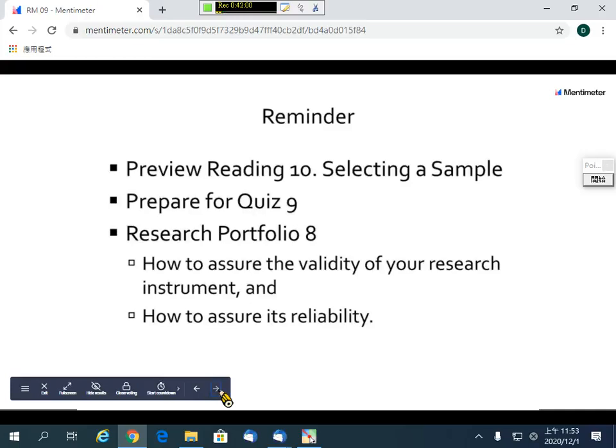Okay, we finished. Next time we talk about selecting a sample, and we have quiz 9. And the next portfolio for you is how to assure the validity of your research instrument. I have said that, right?